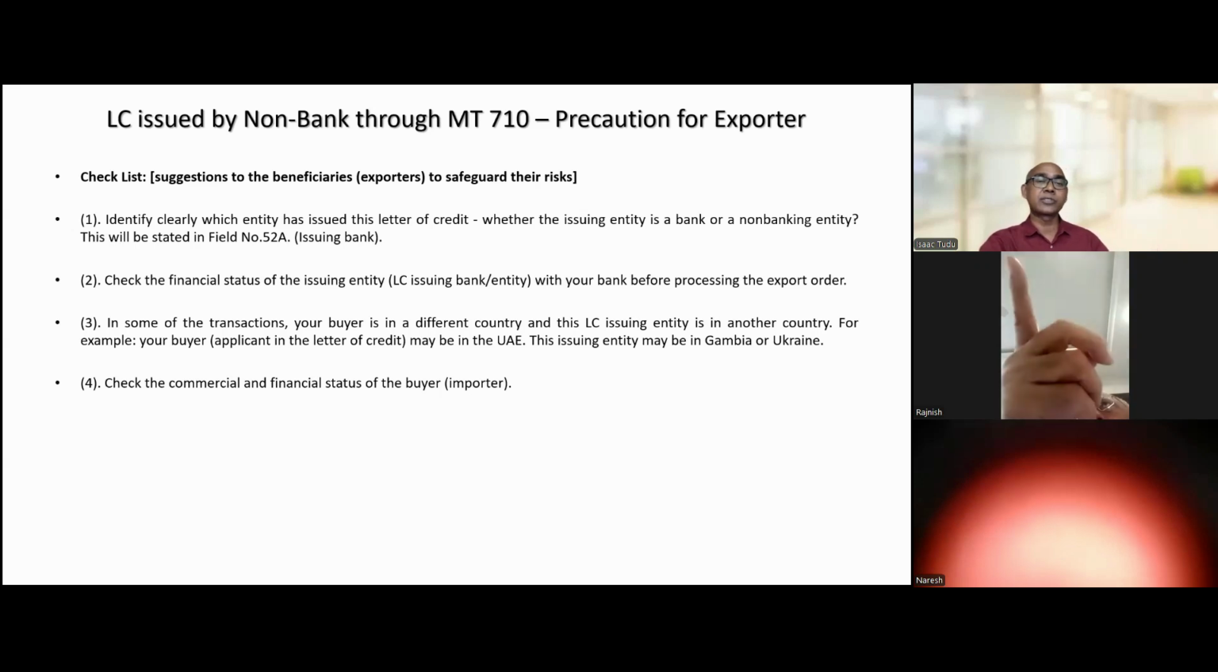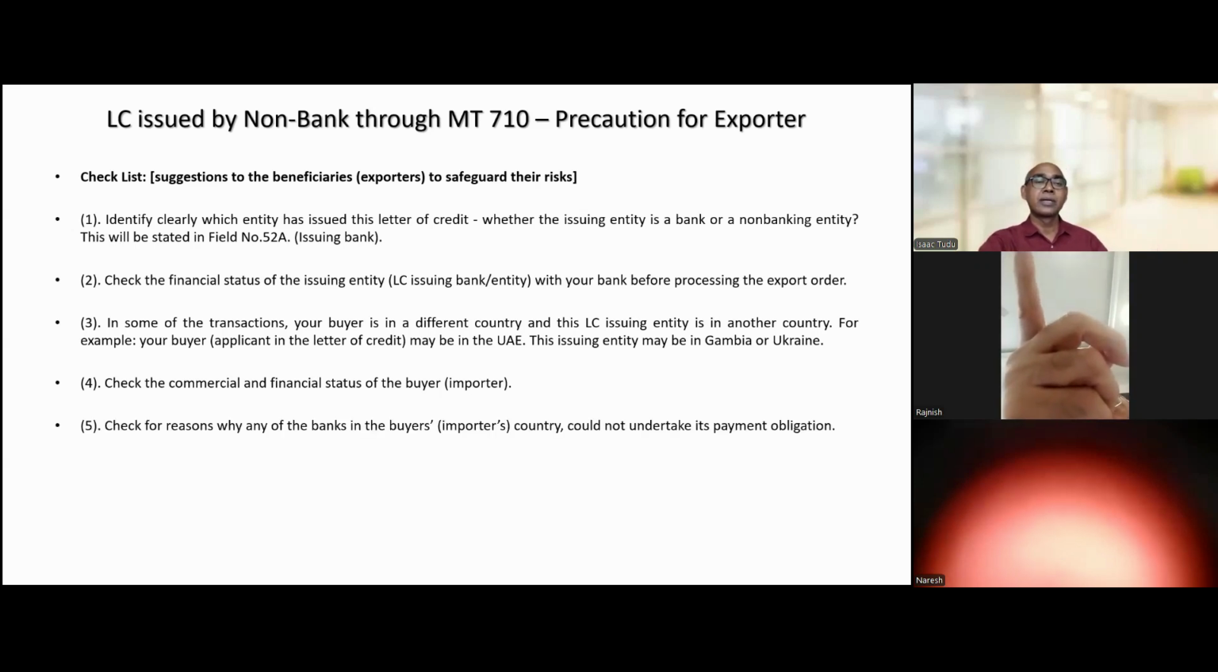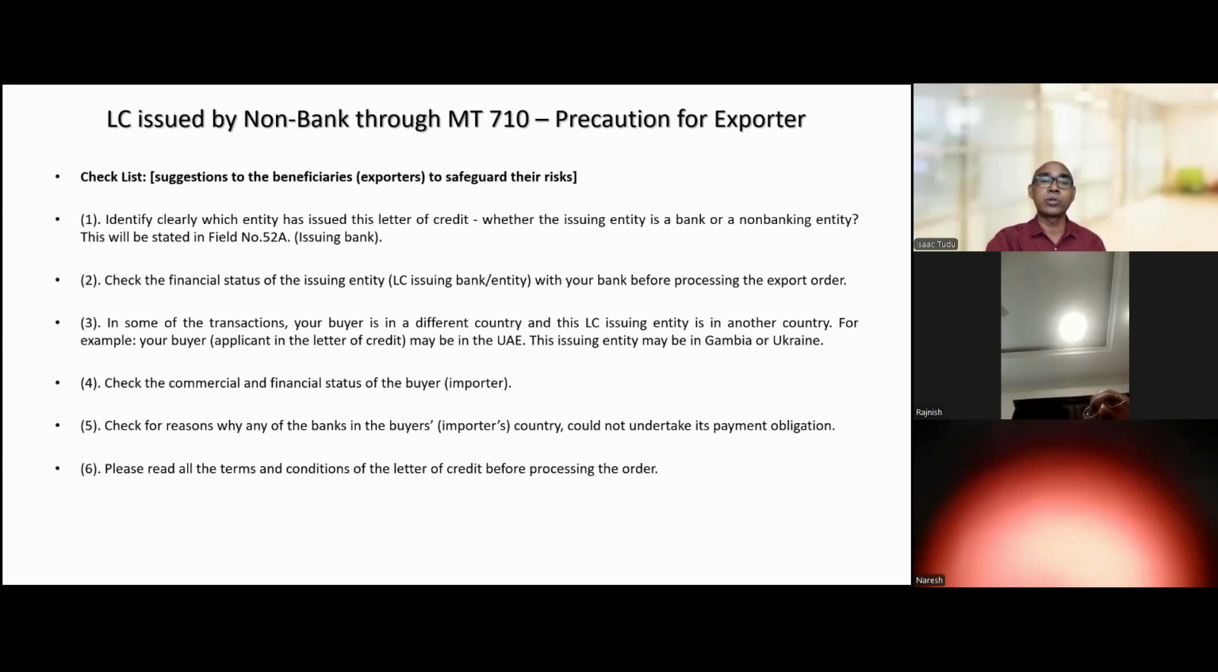Check the commercial and financial status of the buyer, the importer. Check for reasons why any of the banks in the importer's country could not undertake its payment obligation. Just think once why no bank located in the importer's country had issued this LC. Why has another country's bank got involved in this transaction? Why has the importer's country bank not issued this LC? Please read all the terms and conditions of the LC before processing the order.